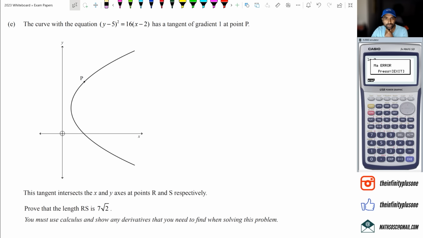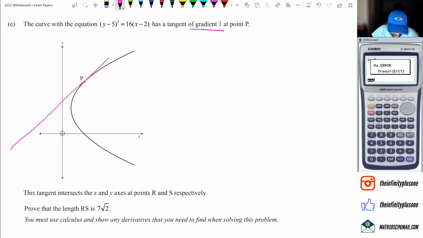Pause and have a read through this. All right, so with this question, we've got a gradient of 1 at point P. So that right there is a gradient of 1. Something like that, right? That's what it looks like.